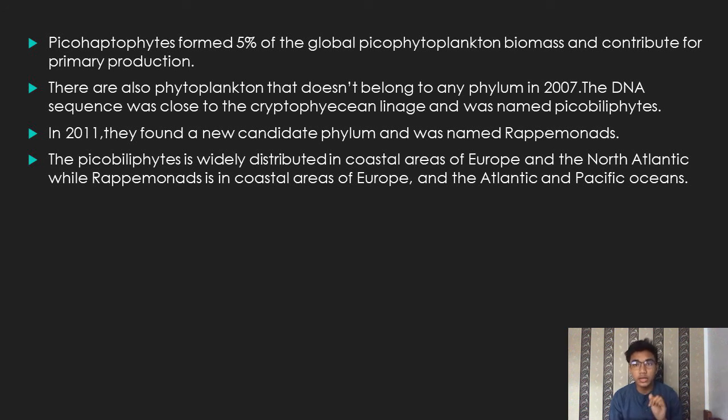In 2007, there was also a phytoplankton that does not belong in any phylum, but the sequence was close to the Cryptophycean lineage and was named Phycobiliphyte. And in 2011, they found a new candidate phylum and named it Rhapomonads. So Phycobiliphyte ni widely distributed in coastal areas of Europe and the North Atlantic, while Rhapomonad is in coastal areas of Europe, the Atlantic and the Pacific Ocean.